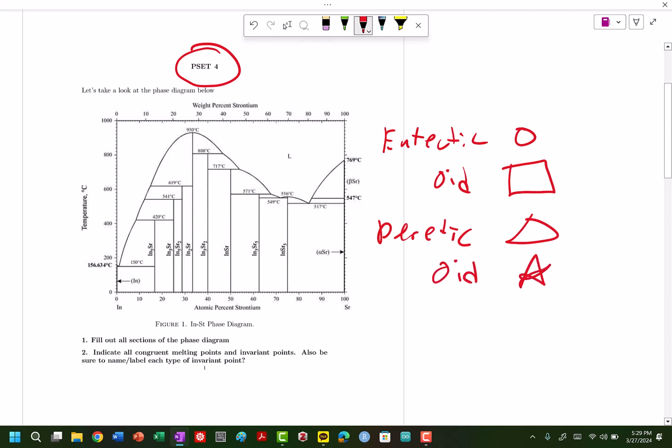So let's do eutectic first. There's a eutectic here. There's also eutectic right here. There's also eutectic right here. Let's do peritectic. Here's a peritectic, and more, here and here. Where else? Do we have any others? That's it. Any eutectoids? Peritectoids? I don't see any. And that's all there is.